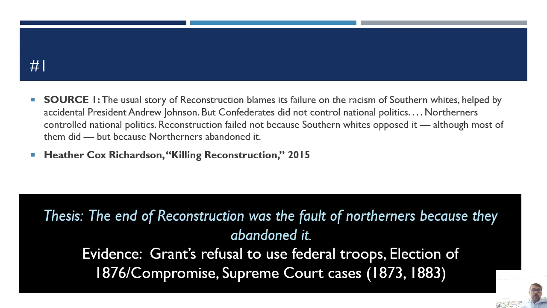You could look at the election of 1876 and the following compromise in which Northern Republicans were willing to walk away from Reconstruction in exchange for getting the presidency. You could even look at the Supreme Court cases of 1873 and 1883, which show Northerners willing to abandon the 14th and the 15th Amendments and allow the states to mistreat and abuse African Americans' rights.